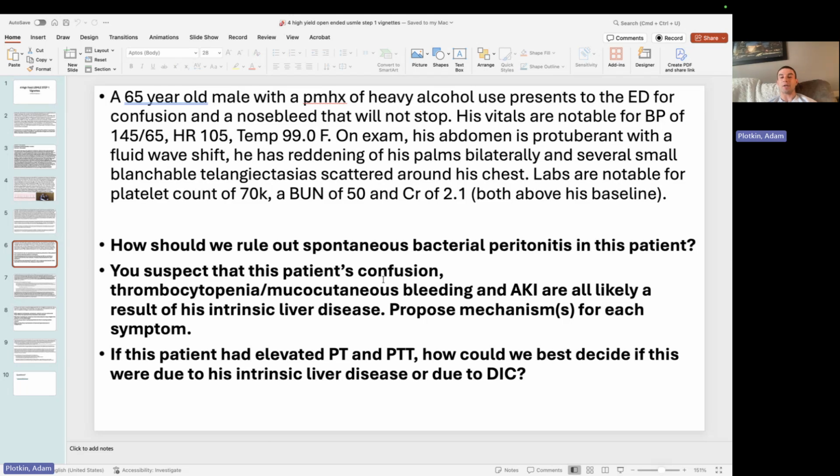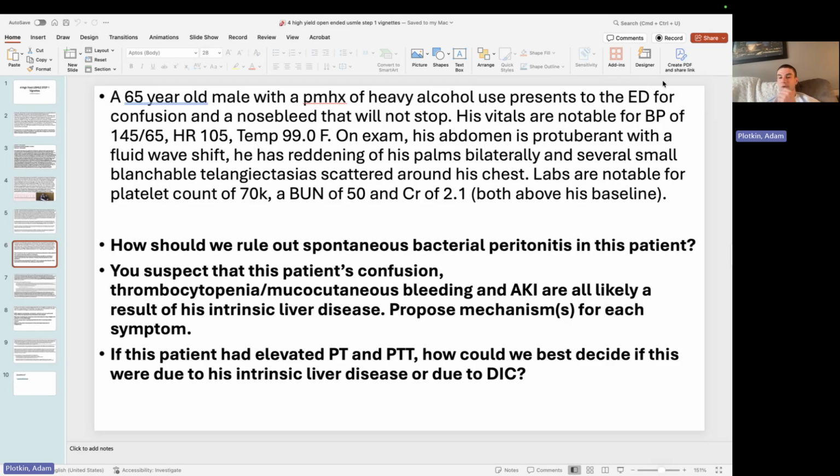65-year-old male with a past medical history of heavy alcohol use presents to the ED for confusion and a nosebleed that will not stop. His vitals are notable for a blood pressure of 145/65, heart rate of 105, temp of 99. On exam, his abdomen is protuberant with a fluid wave shift. He has reddening of his palms bilaterally and several small blanchable telangiectasias scattered around his chest. Labs are notable for a platelet count of 70,000, a BUN of 50, and creatinine of 2.1. Both of those kidney functions are way above his baseline.